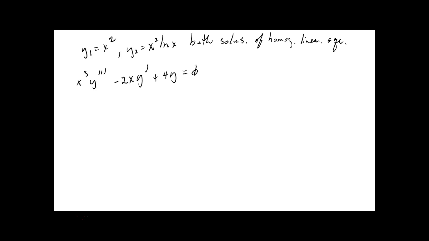That's a homogeneous linear equation because the derivatives only show up one in each term. No cross terms in there, no squares or powers of any nature except first power, and the whole thing is equal to 0. It's a homogeneous, linear, third order differential equation, on the interval 0 to infinity.